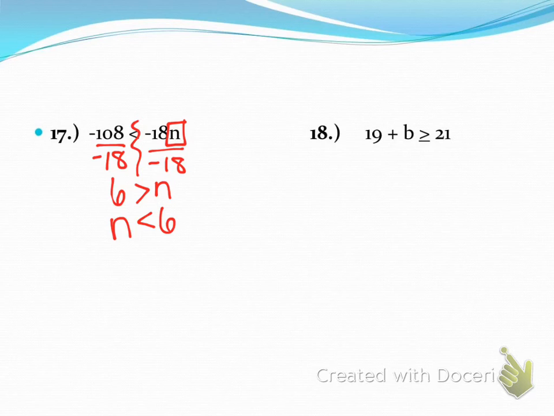That's all I wanted to talk about with 17. On 18, what would we have to do to get b by itself? Subtract 19. So from there, you should be able to finish that problem on your own.